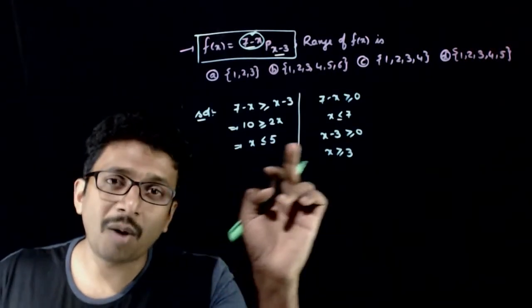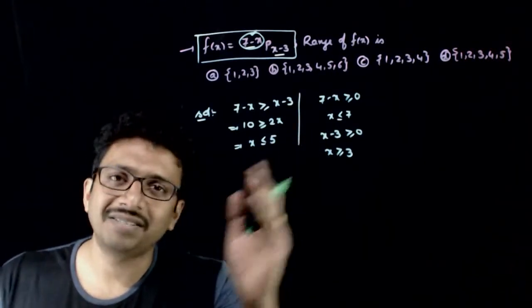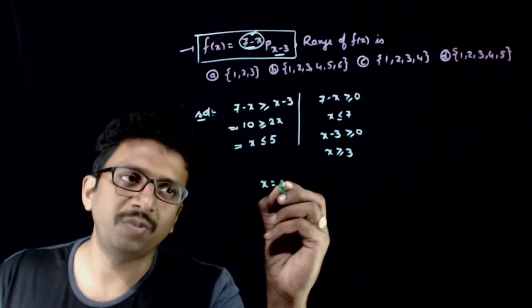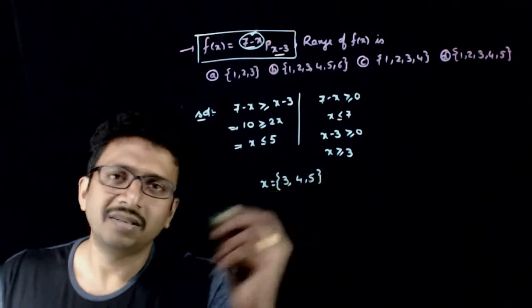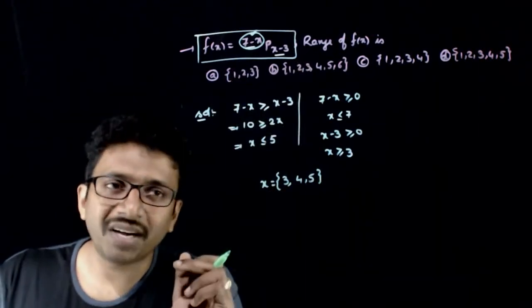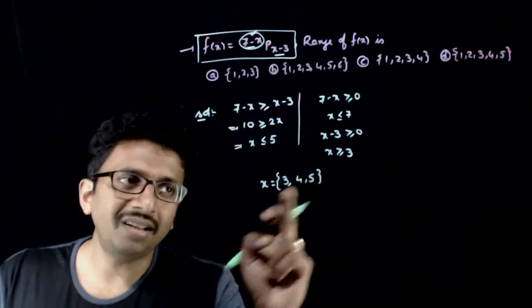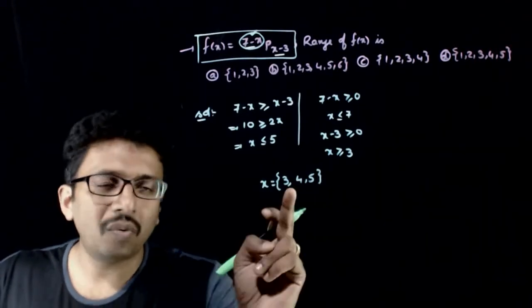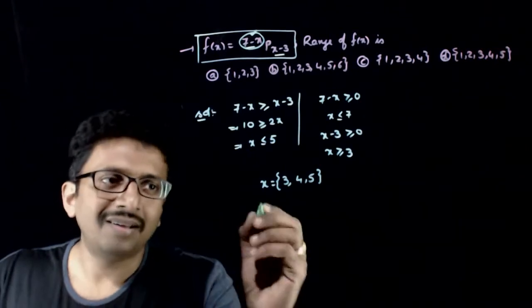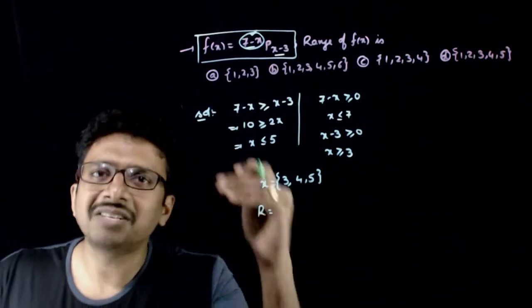Now, what is the common interval where all these conditions are satisfied? Obviously, x has to be equal to 3, 4 or 5. So this function is defined only for x equal to 3, x equal to 4 and x equal to 5. Now, once the domain is done, the range is nothing but the functional values.